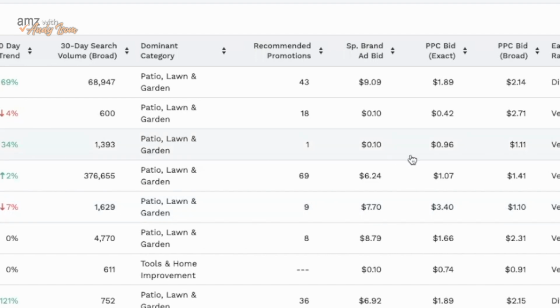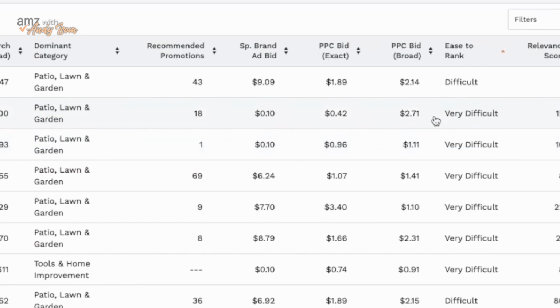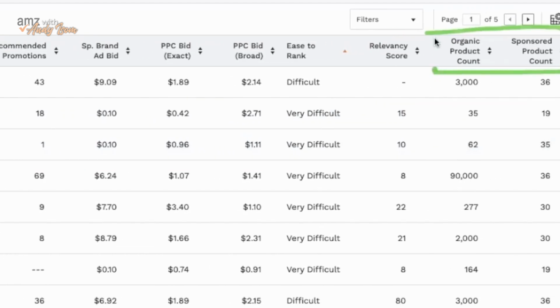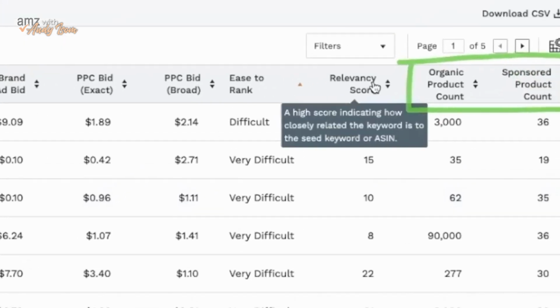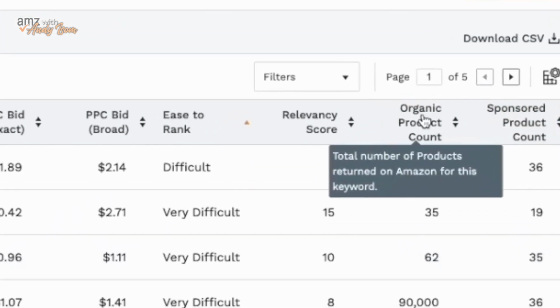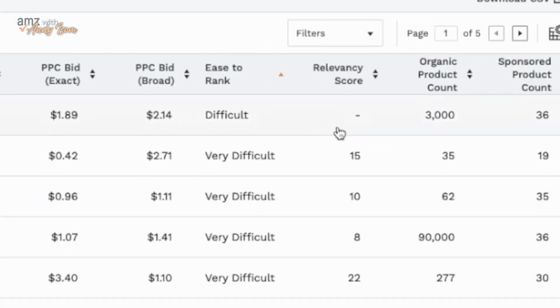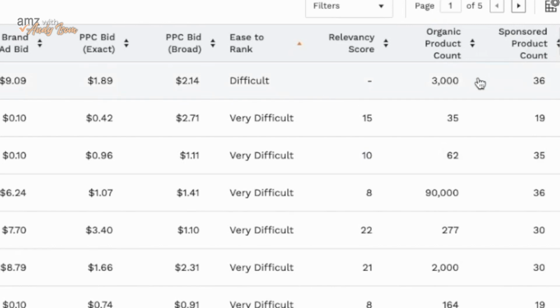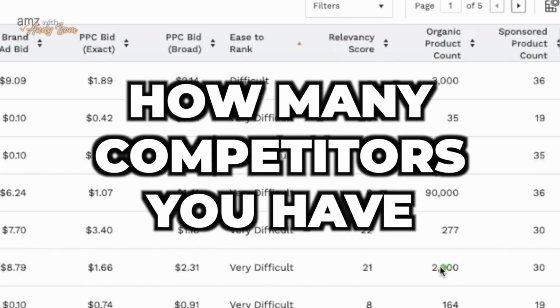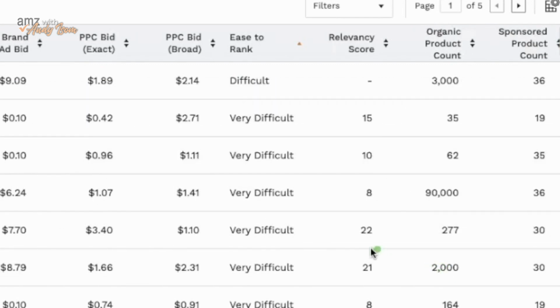Some other columns on here that I think are really cool. They're way over here on this far side, organic product count and sponsored product count. So organic product count, total number of products returned on Amazon for this keyword. Sponsored, total number of sponsored products recently detected for the keyword. So this is how many products are listed on Amazon for the keyword gardening gloves. So this will give you another pretty decent idea of how many competitors you have, at least not from a brand standpoint, but from just a simple product listing standpoint.